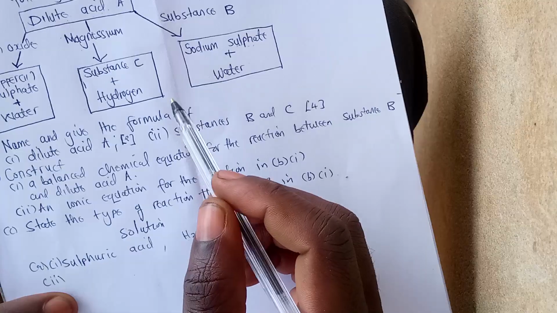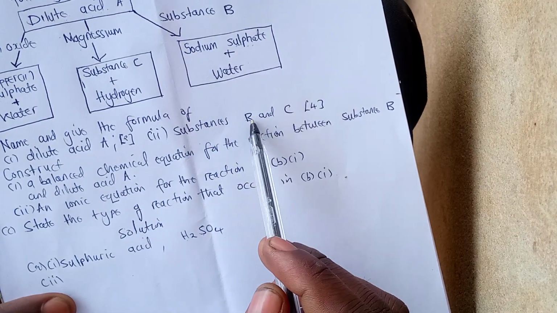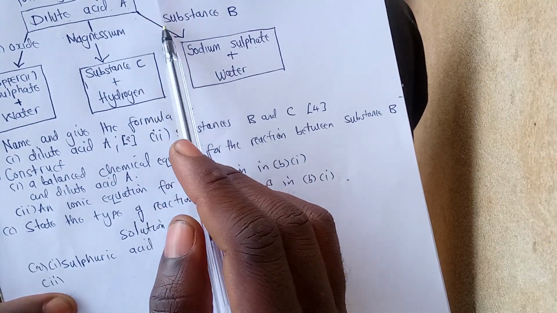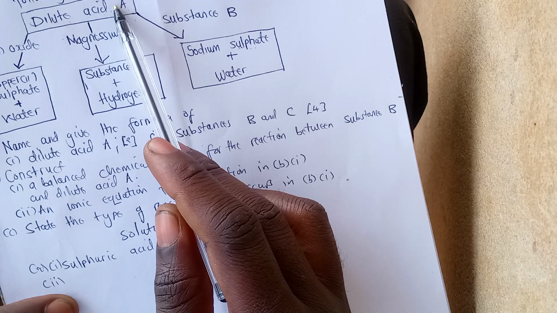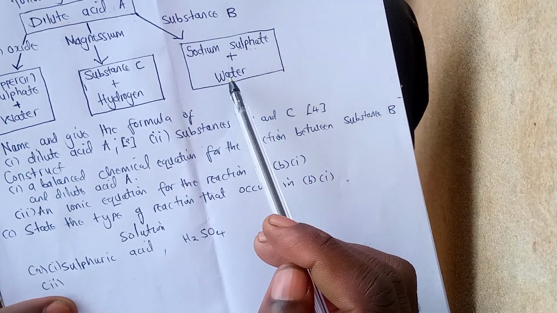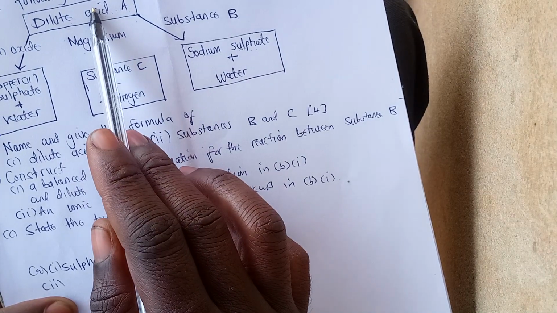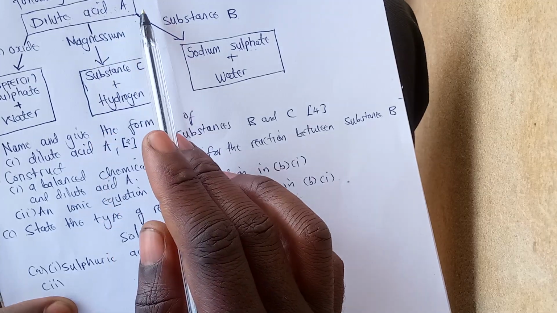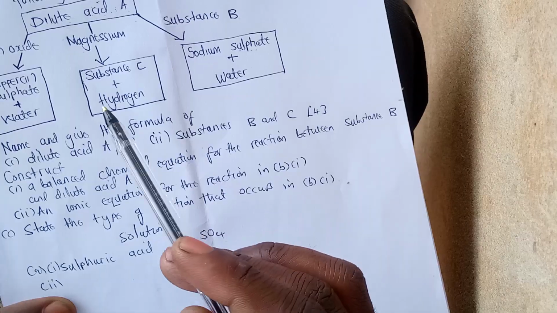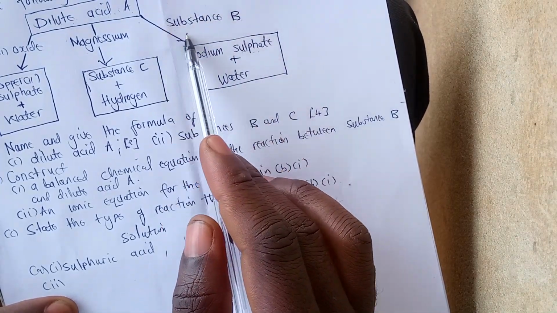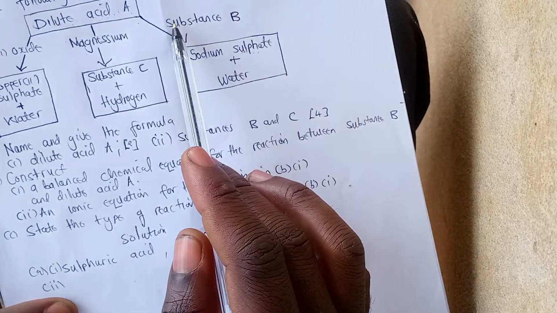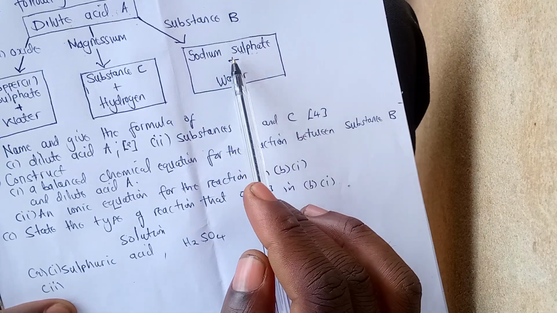Okay, B. We write B first before we write C. This sulfuric acid reacts with substance B in order to give us sodium sulfate plus water. When an acid reacts with a base, that is when it gives a salt and water. But when the same acid reacts with a metal, it gives a salt and hydrogen gas. So here the sulfuric acid reacted with a base, which is substance B, to produce sodium sulfate plus water.